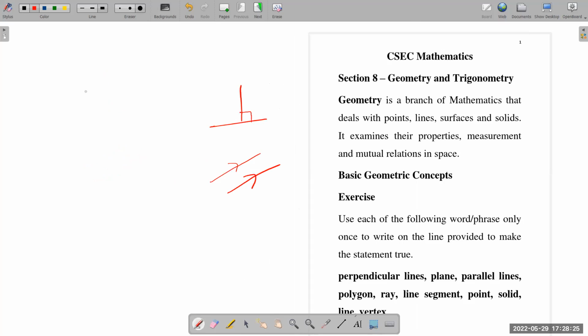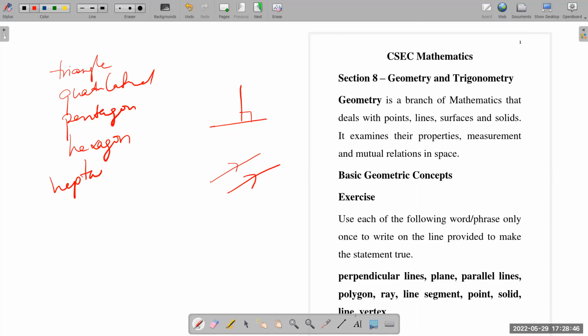So the smallest polygon is a triangle. So it has 3 angles, 3 sides. Then after a triangle is a quadrilateral. Then we have a pentagon, hexagon, heptagon, and this has two names. The next one is septagon. 8 is octagon. 9 nonagon. 10 decagon.